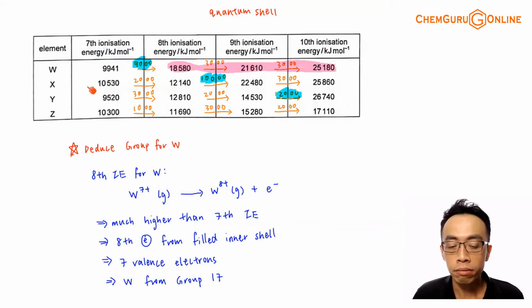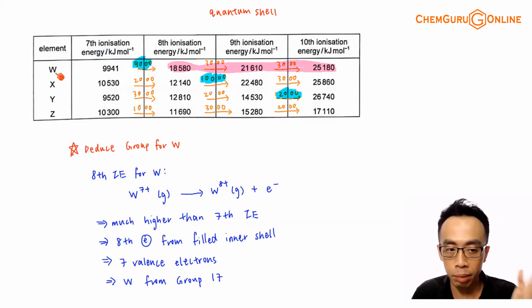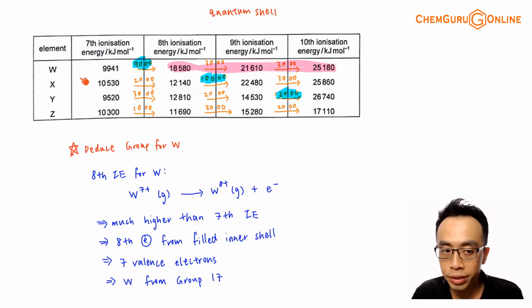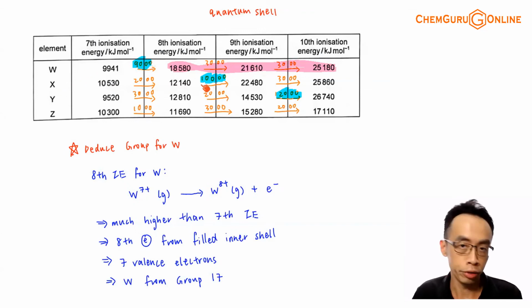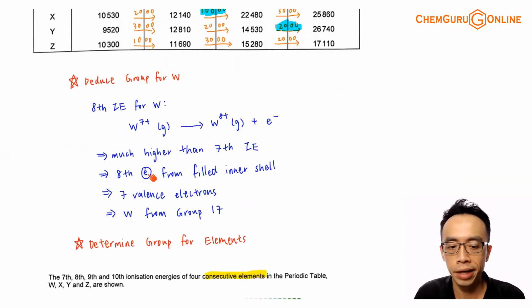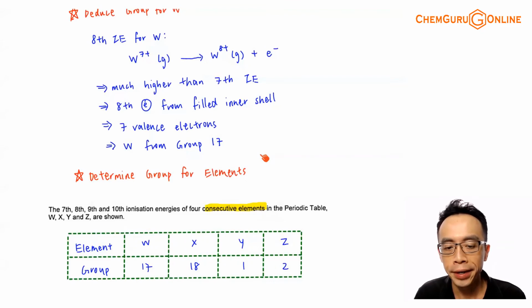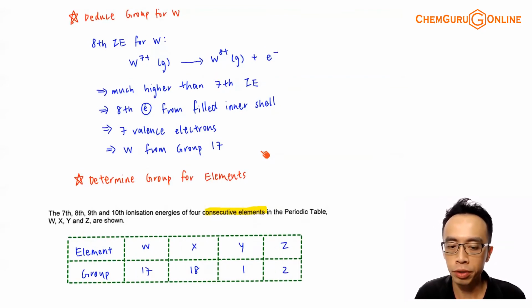And therefore X will be in group 18. So again, because W, X, Y, and Z are consecutive elements, if I can deduce that W is in group 17, X must be in group 18, and so on. So all we need to do is identify the group for one of these elements, and we can figure out the groups for the rest of them since they are consecutive elements. So what we have done is we have determined W is from group 17. So now we can deduce the groups for the rest of the species.